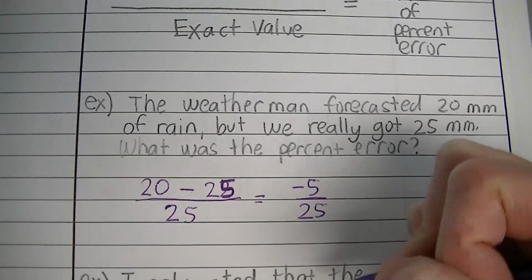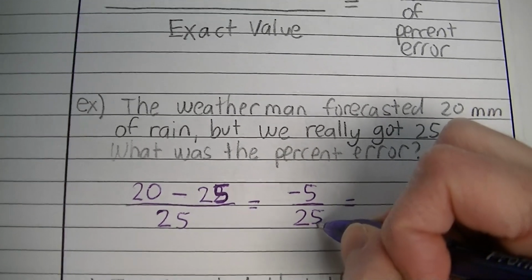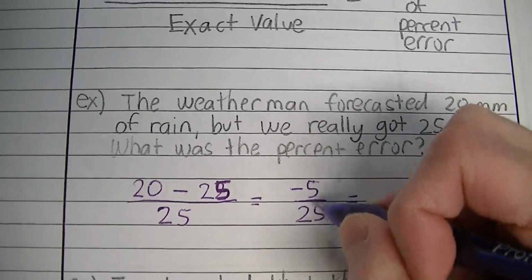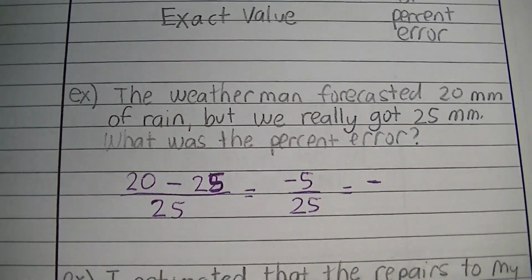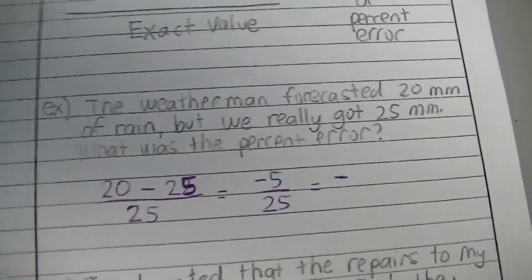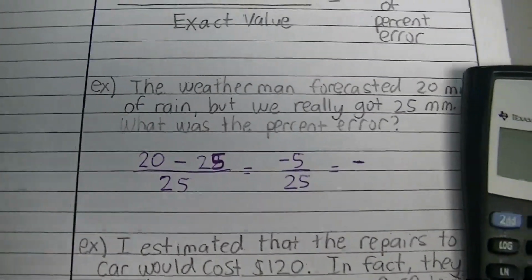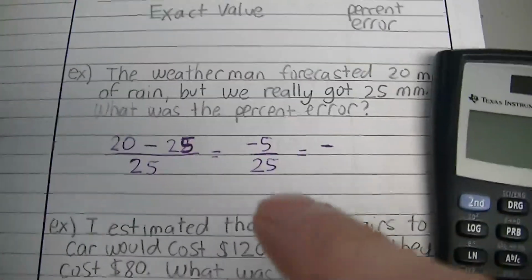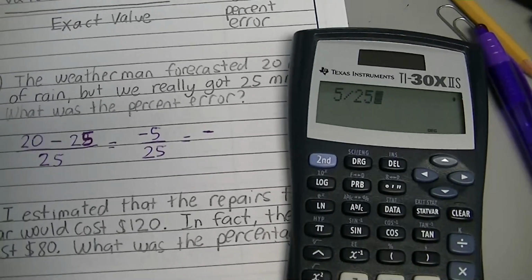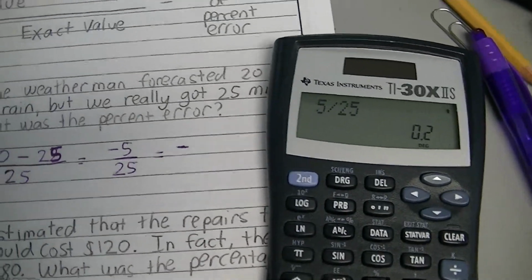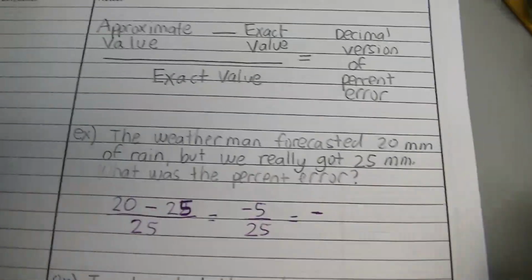And we are going to go ahead and divide that. So negative 5 divided by 25, well, a negative divided by a positive is going to give me a negative answer. So when I type this into my calculator, I don't have to worry about putting that negative sign in front, just because I already know it's going to be a negative value. So I'm just going to simply go 5 divided by 25, and I get 2/10. But I know it's going to be a negative 2/10 because a negative divided by a positive is a negative.